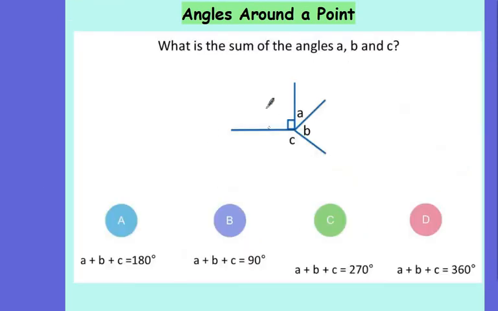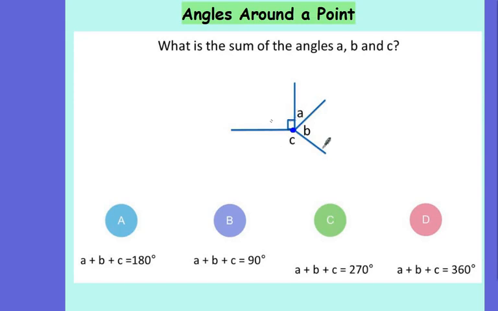So finally, in your light blue books, I've been given a point, I've been given one angle as a square, and I've been given the angles A, B and C. What does A plus B plus C add up to? Pause the video and write down your answer in your light blue books now, please.